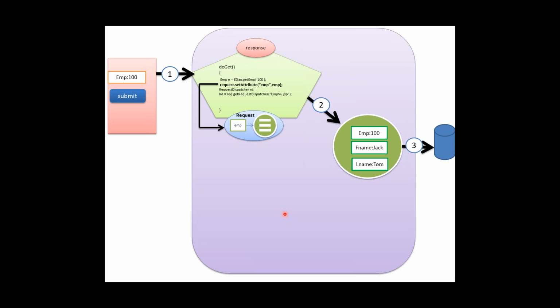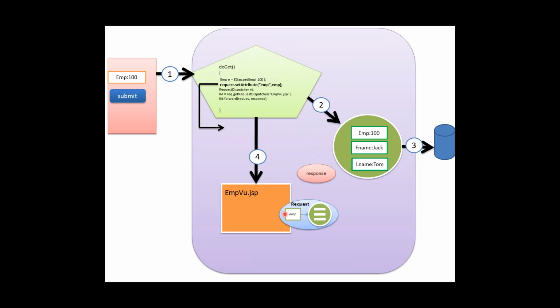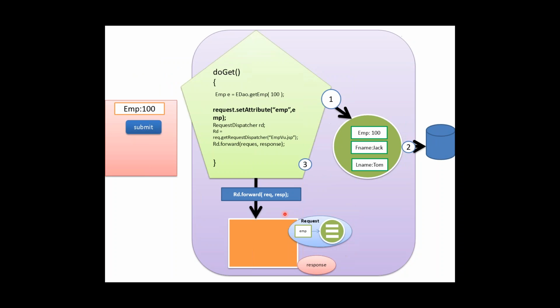Up to here, its job was to connect to the service method and get the data. After it has retrieved the data from the database, it has stored it in the request scope. Now it will pass this data to the employeeview.jsp. When it passes this data to the employeeview.jsp, the request and the response objects also go. Then it will retrieve, from the request scope, the employee F name, then the L name, and then the employee ID.